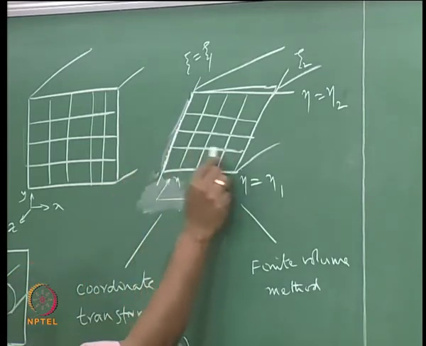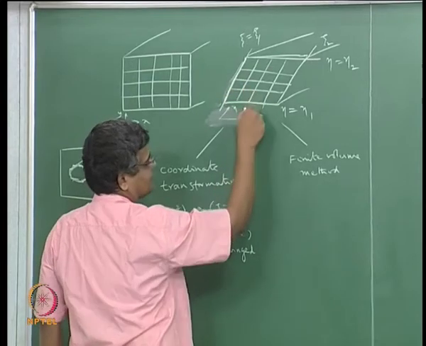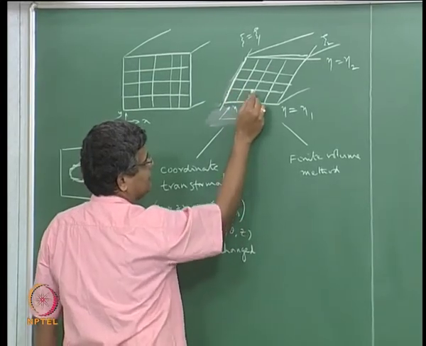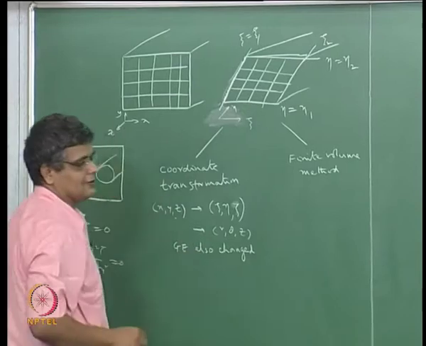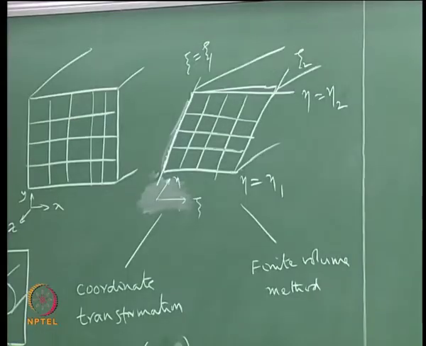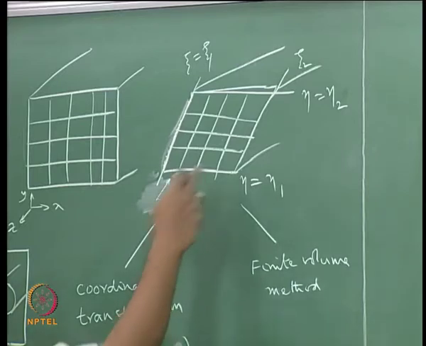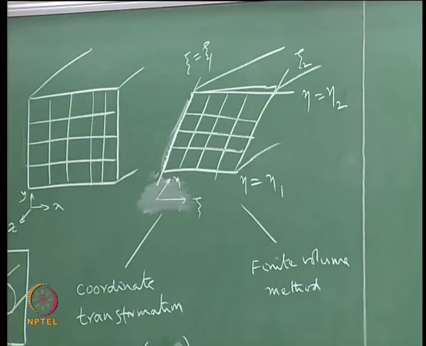The moment you say it's constant eta lines and constant psi lines here, every control volume has 4 faces, and that's a structured grid in 2 dimensions. In a finite volume method, you don't need to have only 4 faces, you can have more number of faces.